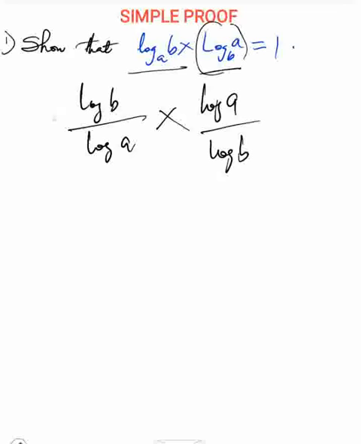Remember, we have log b here, 1, log b in log b, 1. Log a in log a, 1. Log a in log a, 1. So 1 times 1 equals 1. And 1 over 1 is equal to 1. By so doing, we have proven that log b base a times log a base b is equal to 1.